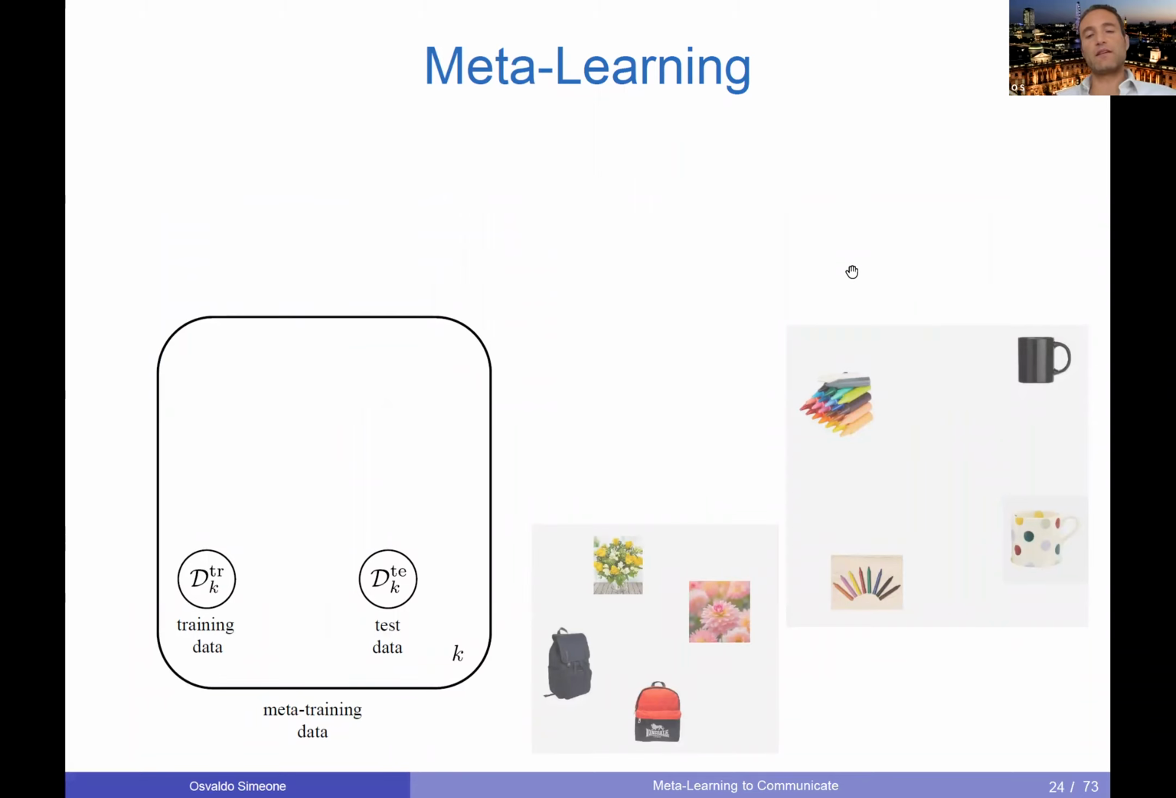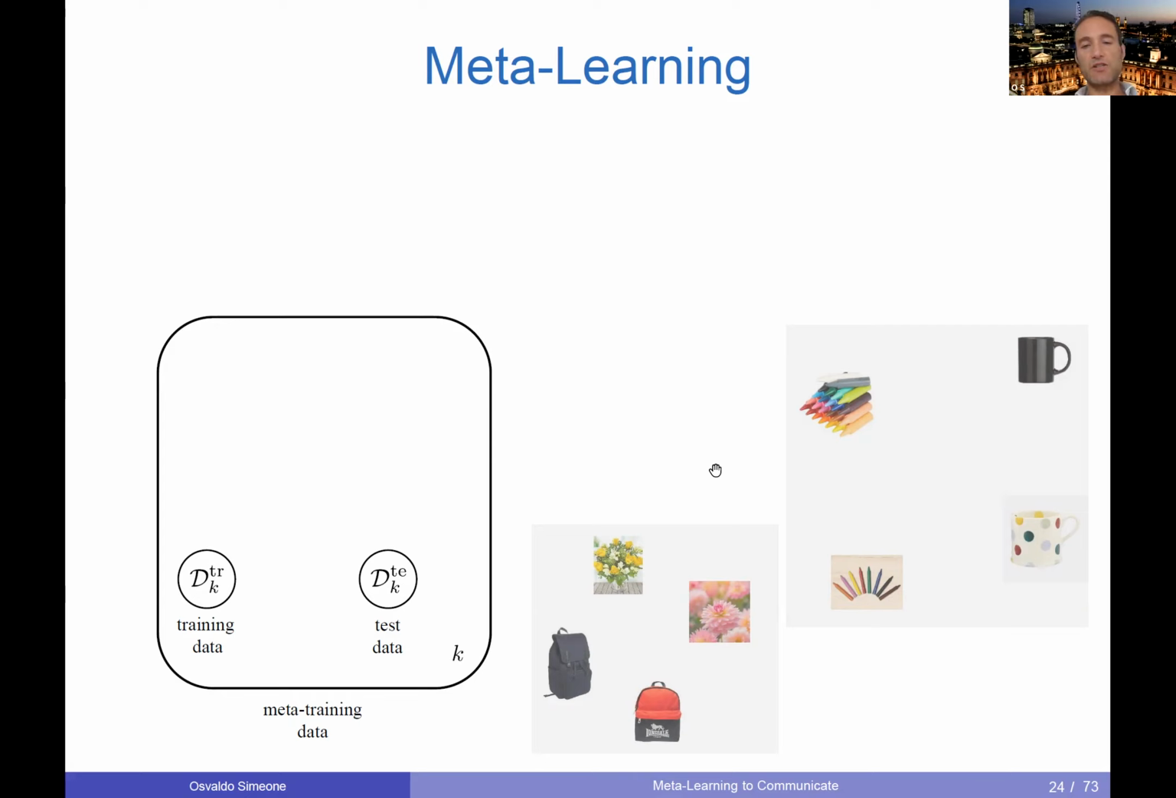And so meta-learning, again, tries to do that as follows. The starting point is the same as for joint learning. So in terms of data, the requirements are the same. So we have data from multiple different tasks, again, backpacks and flowers and crayons and mugs. The first difference is that we do not create a single data set, a single task in which we pool together all these data, but we keep these data sets as separate.